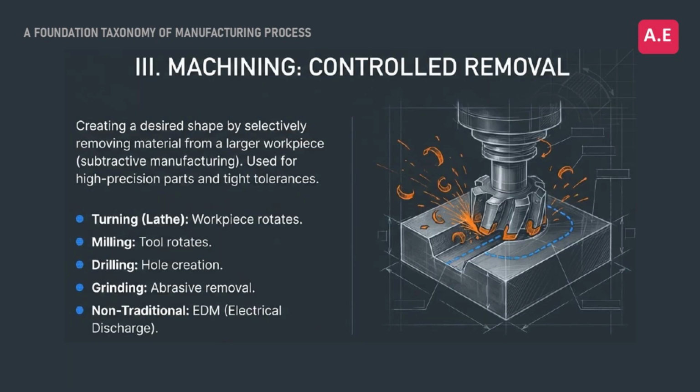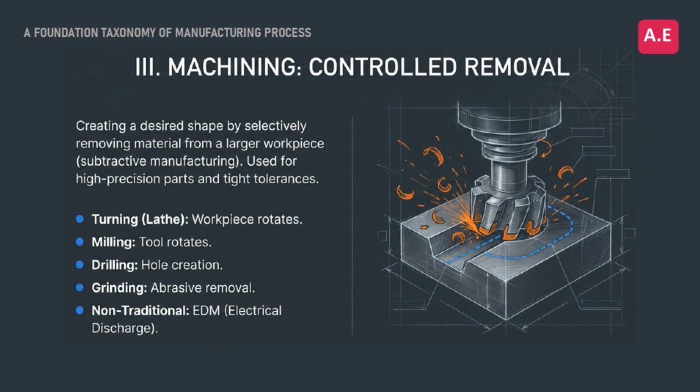Now we move to machining. This is the opposite of forming. Instead of moving material, we remove it. It's subtractive manufacturing. We start with a block of material larger than our final part and carve away the excess. This is the realm of high precision and tight tolerances.